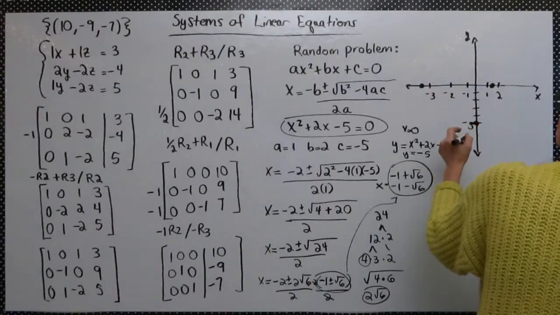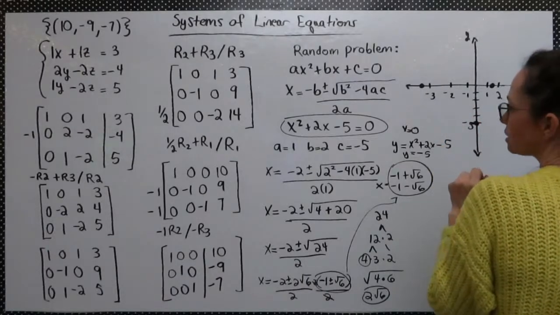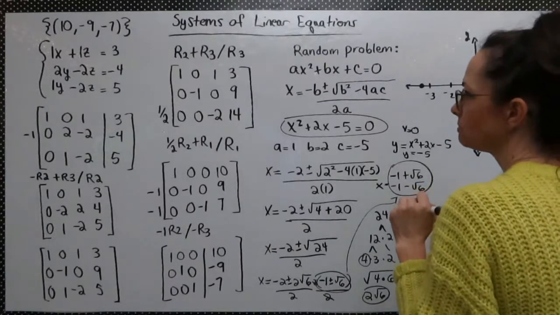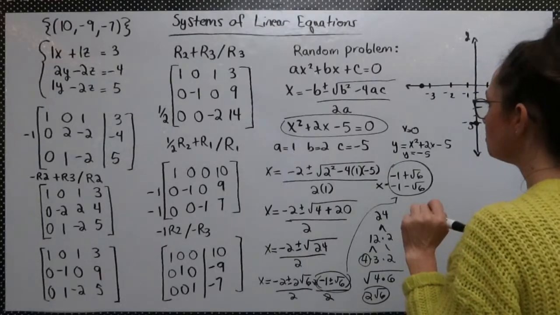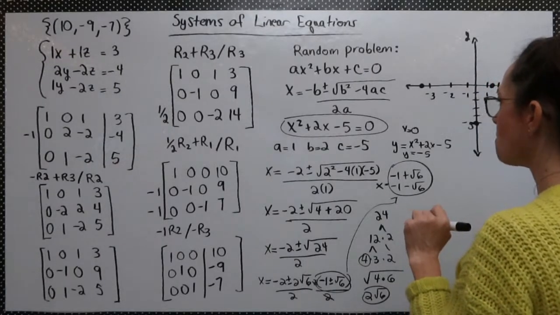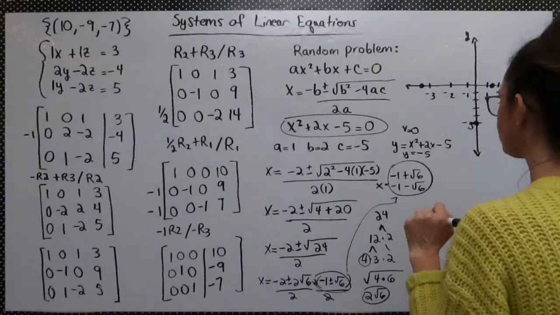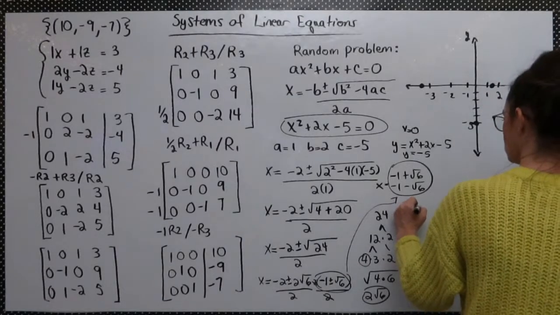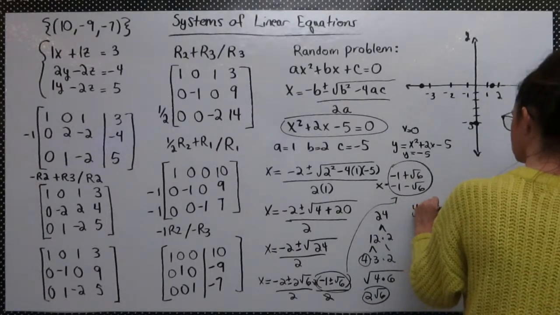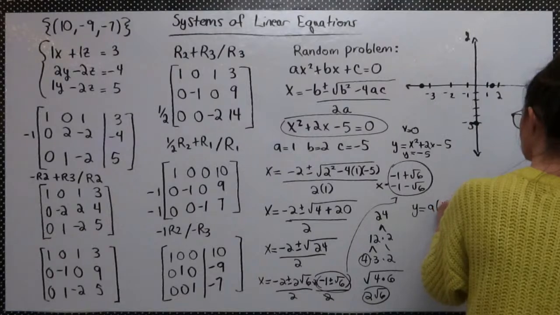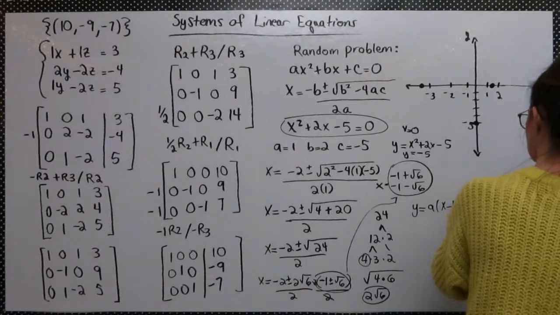And then I could find the maximum value by putting it in vertex form. So we've got this y equals a times x minus h quantity squared plus k.